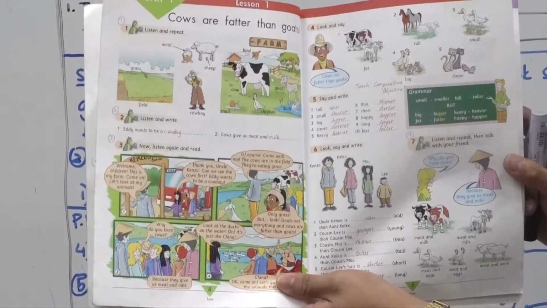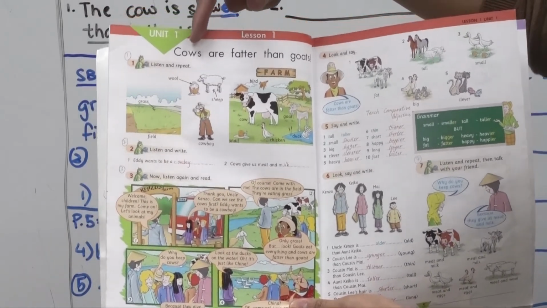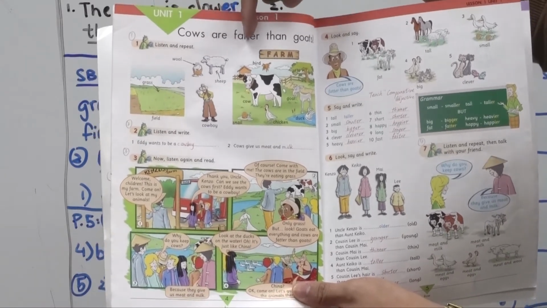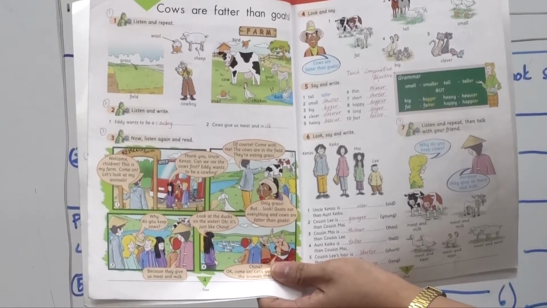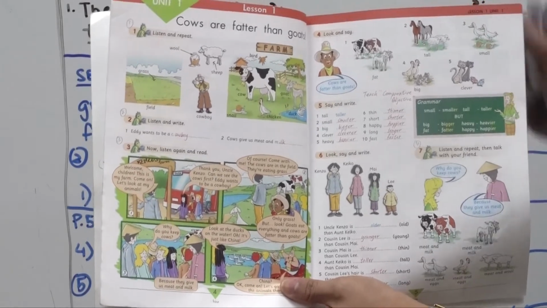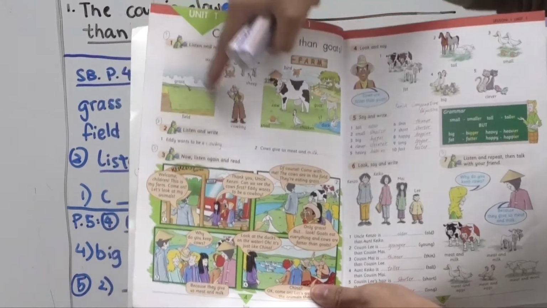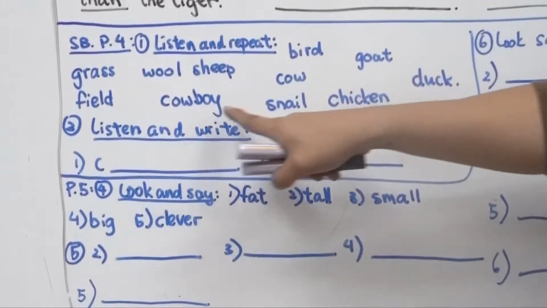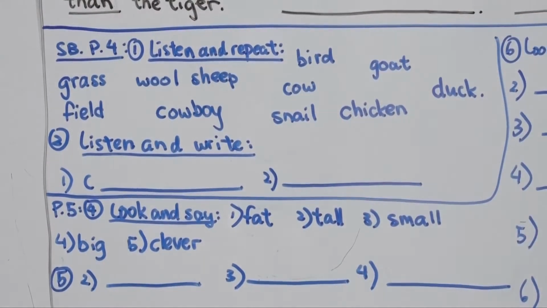Our activity or topic for today is Lesson 1, Unit 1. Cows are fatter than goats. So that means cows are fat, more fat, fatter than goats, right? Goats are thinner. All right? So let's look over here, the pictures over here. So the pictures have the same words on the whiteboard, okay, for part 1, right? The same words. So I didn't draw the picture because I didn't have enough space, okay?